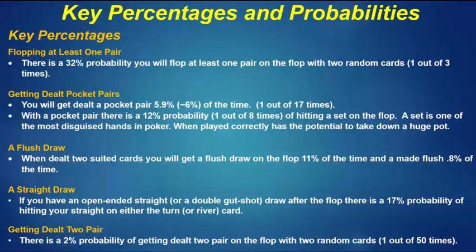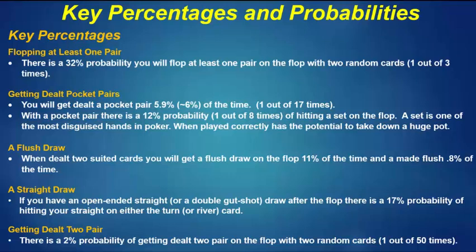Getting dealt pocket pairs. You will get dealt a pocket pair approximately 6% of the time. That's 1 out of 17 times. With a pocket pair, there is a 12% probability, 1 out of 8 times, of hitting a set on the flop. A set is one of the most disguised hands in poker. When played correctly, it has the potential for taking down a huge pot.